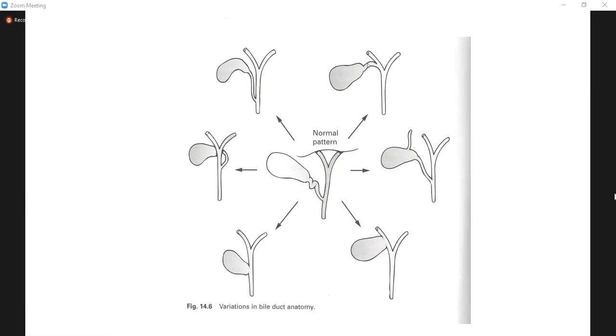If you don't appreciate this variation in anatomy, you will accidentally, without your knowledge, clip here and cut the right hepatic duct. Here you are again, the duct is coming from behind. Now this is very dangerous because you will see the gallbladder.